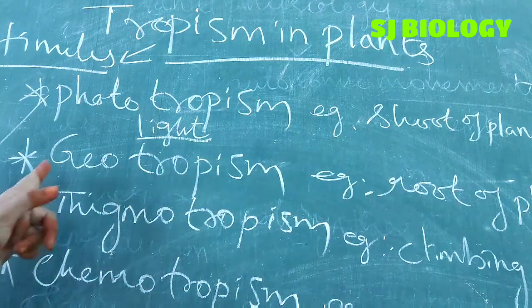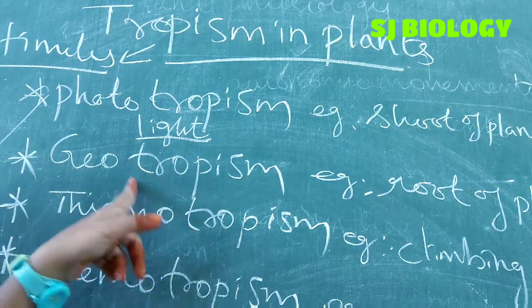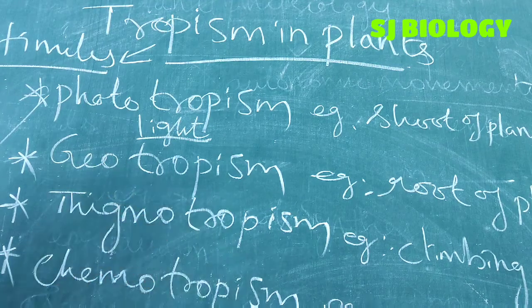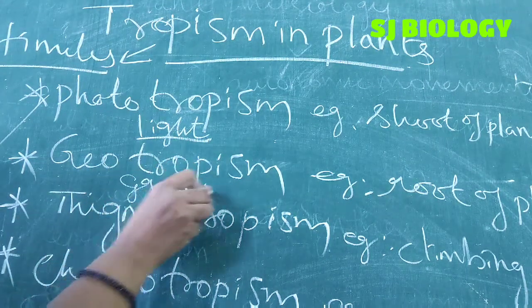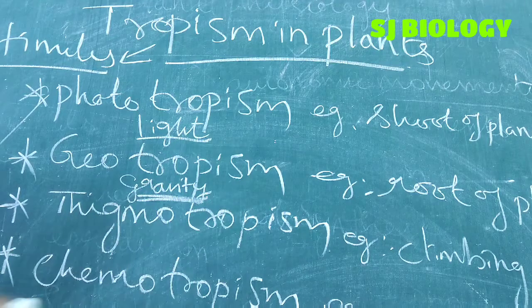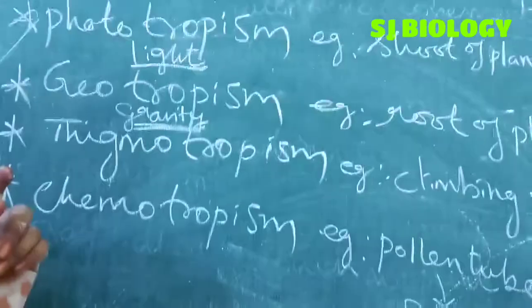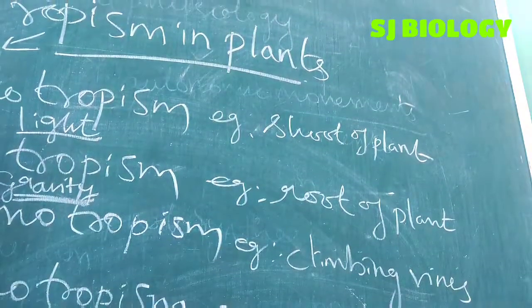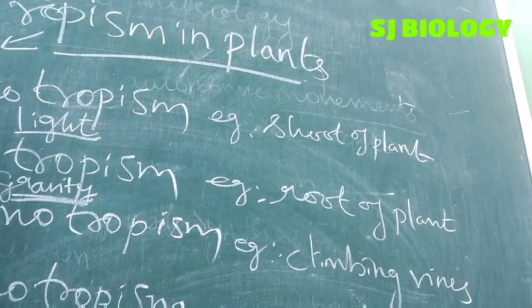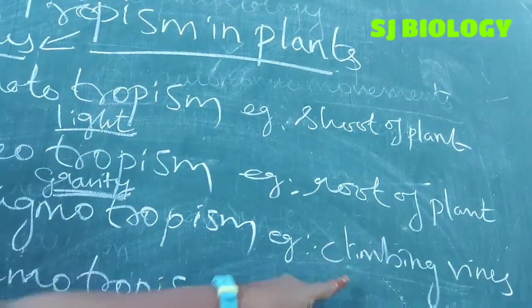And then geotropism is the movement of a plant in response to gravity. The example is the root of a plant. And then thigmotropism, for example climbing vines.